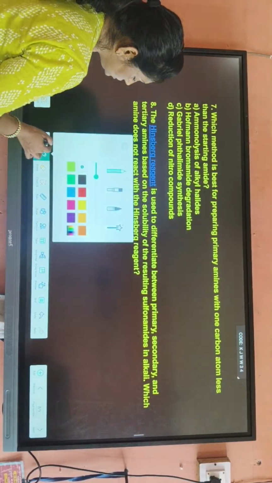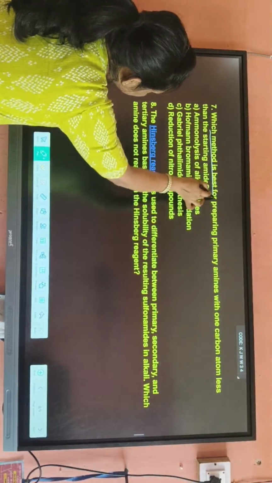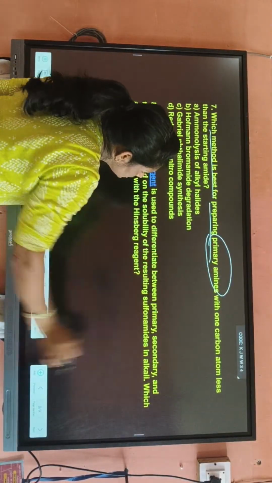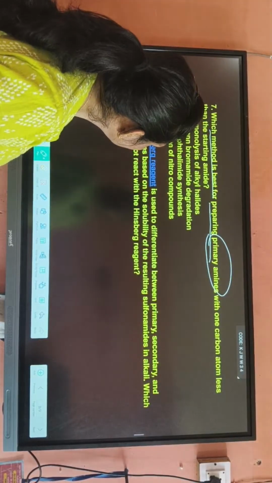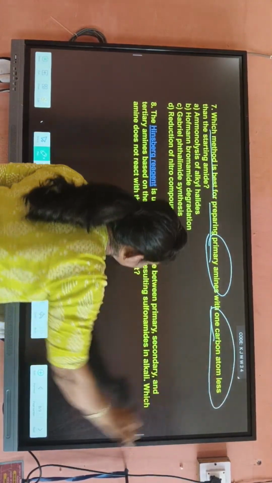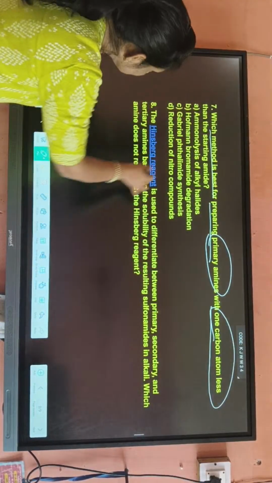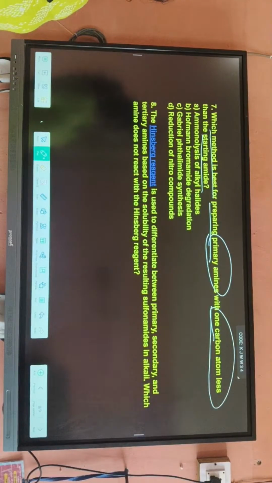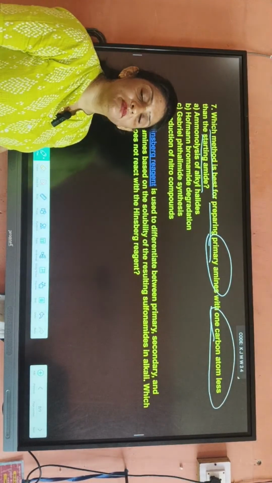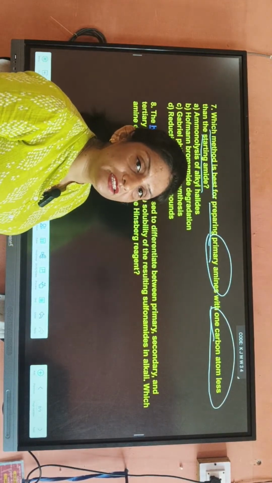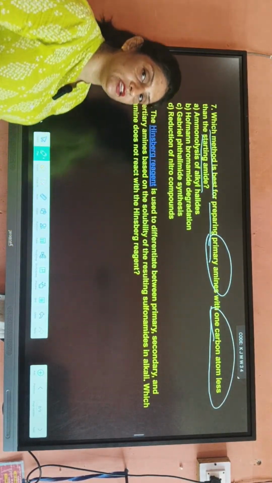Which method is best for preparing primary amine with one carbon less than the starting amide? Already I discussed, students, one carbon less, and we are making amine from amide. So that reaction is Hofmann-bromamide degradation reaction.